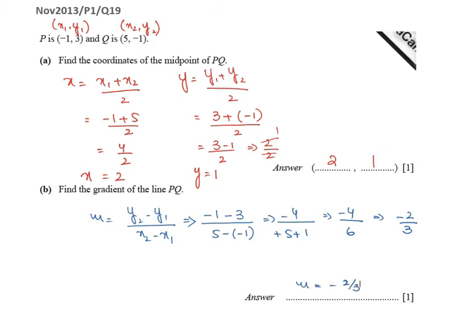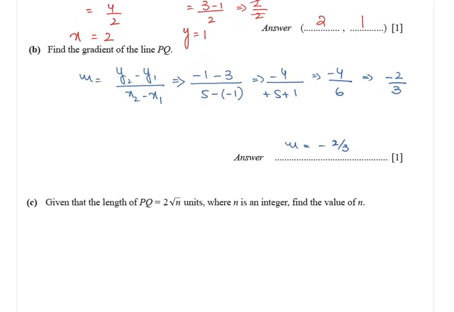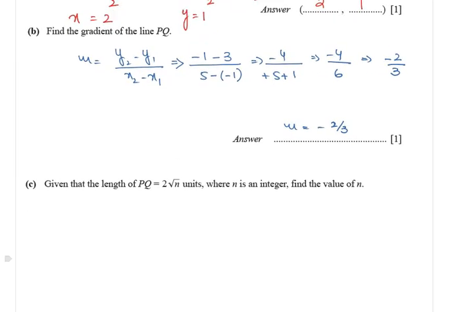Now we have another part of this question. Here they are saying, given that the length of PQ is equal to 2 under root n units, where n is an integer, find the value of n. As the length of PQ is given as 2 under root n, if we find the length of P and Q and keep it equal to 2 under root n, then when we simplify, we will get the value of n.